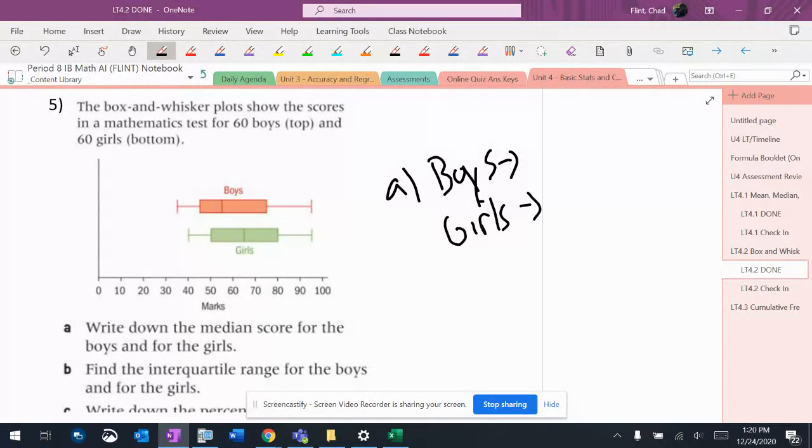So the girls is right in the middle of 60 and 70, so it looks like 65. Now, if you weren't exactly sure, as long as you're close, you're okay. The boys median looks like it's about 55.